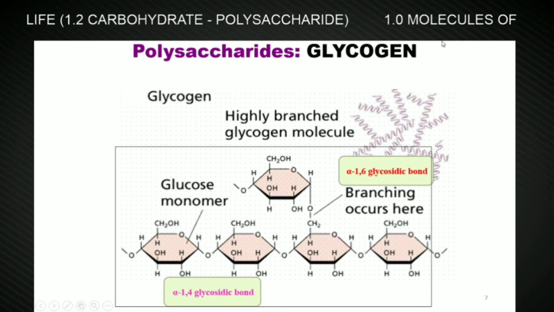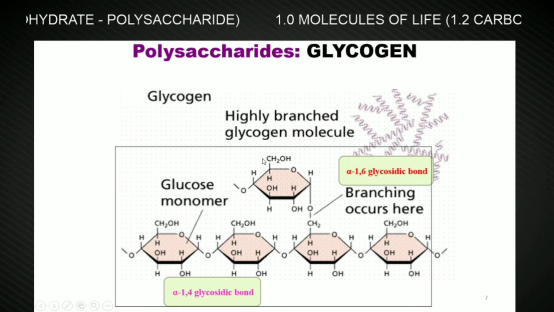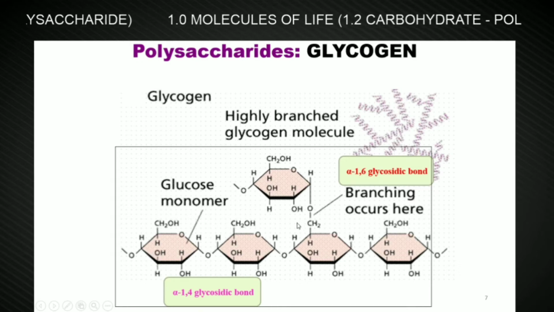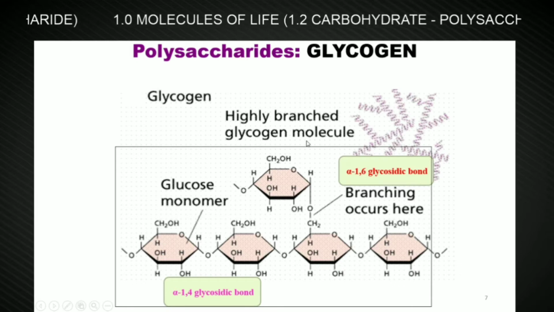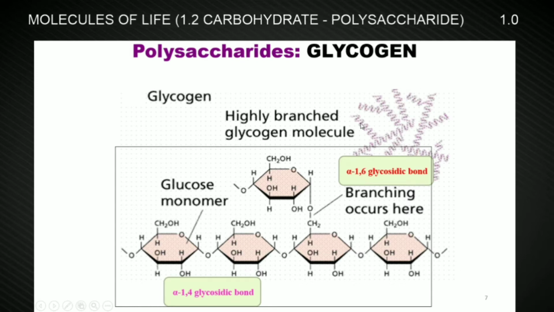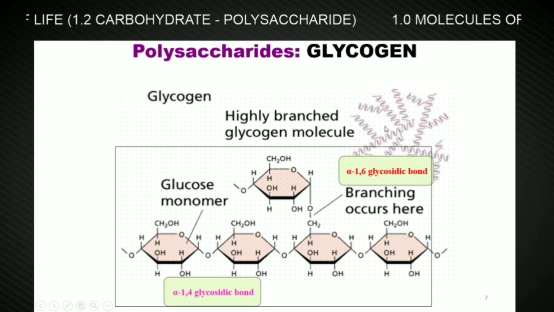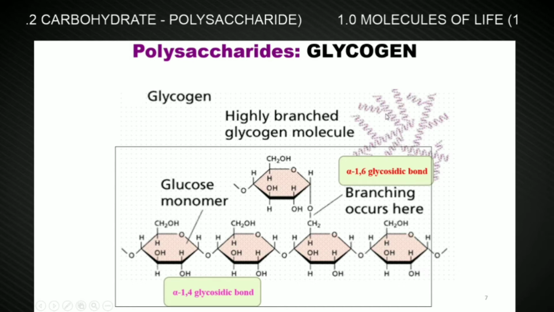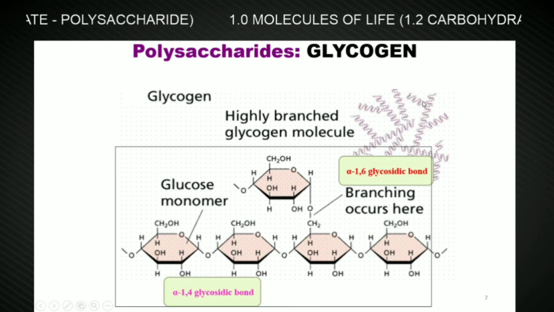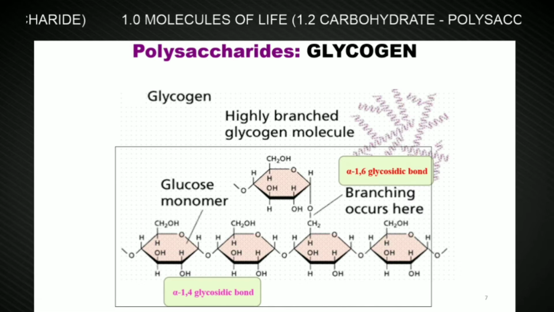So the next is glycogen. Glycogen, the monomer is still alpha glucose. So if we can see here, there is nothing different between glycogen and amylopectin. But obviously from this structure, we can see that glycogen has more branches or has excessive branches compared to amylopectin. Maksudnya, glycogen lebih banyak cabang berbanding dengan amylopectin.